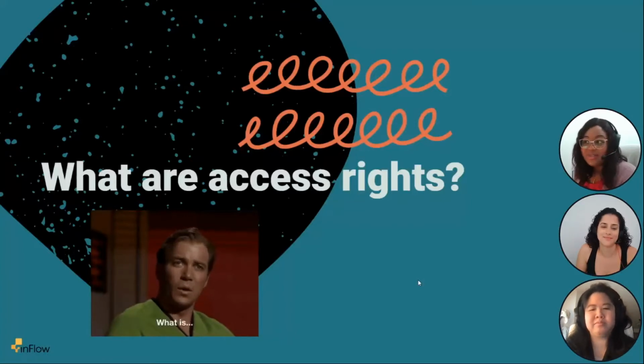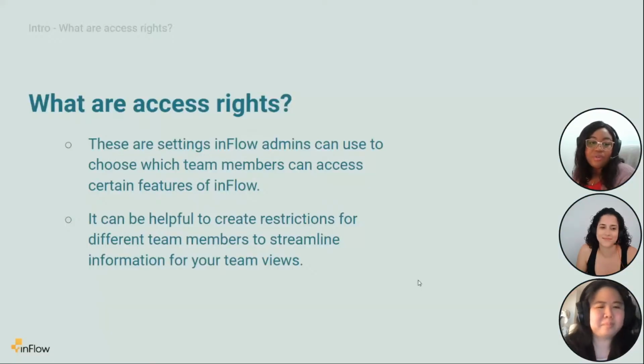So what are the access rights? The access rights are settings that the admins in inFlow can use to streamline the information that everyone on your team has access to. If you are a warehouse worker and you only need to pick, you only get access to the picking features, which makes it easier to get your job done. It allows different team members to see the information they need, and it can also help reduce mistakes if not everyone has access to all the information.